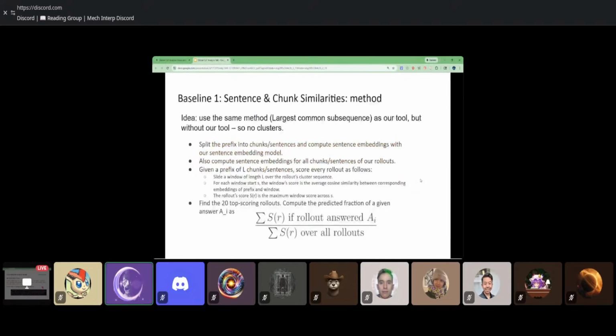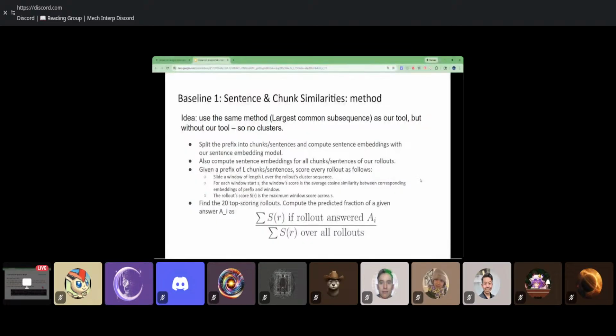So, yes, Daria explained our main method, which we'll justify a little bit more through some ablation studies later. Something that was important with this pretty arbitrary proxy task of predictive power is to have some strong baselines, which Daria mentioned before. The first idea is to use the exact same method we were doing, the largest common subsequence method, but instead remove the clustering entirely. Figure out if the clustering is even useful. That's the intuition for this method.